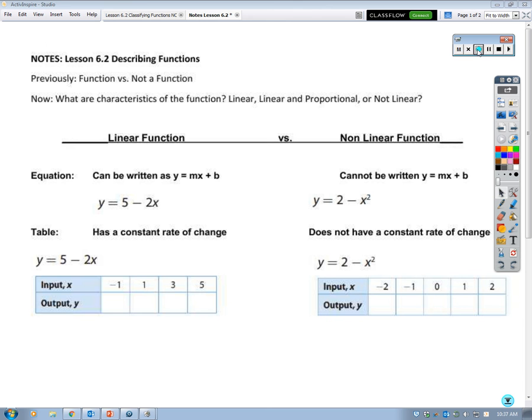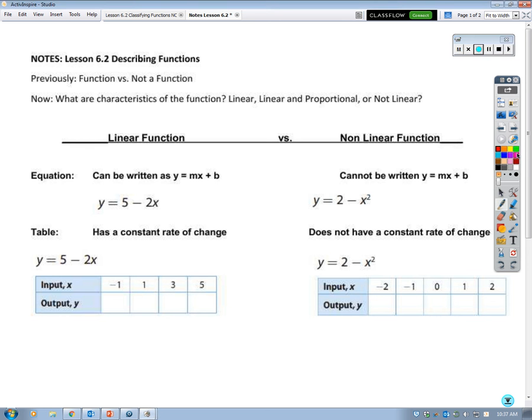Okay, Math 8 students, this is lesson 6.2, describing functions. We are building off of our lesson 6.1 where we were identifying functions. Now, we're going to determine what characteristics of functions we are looking at. Are they linear and proportional, or are they not linear?